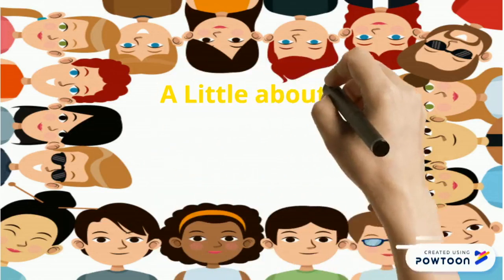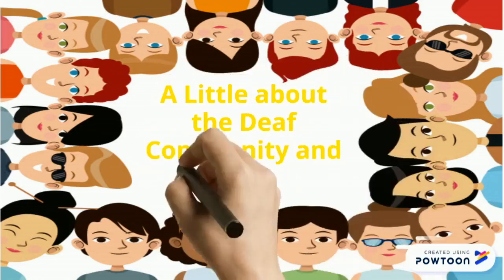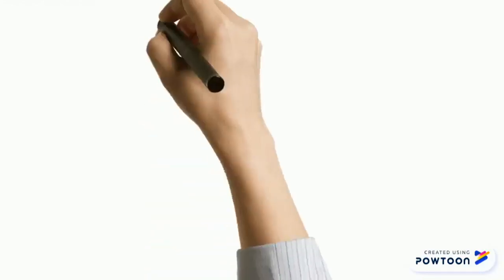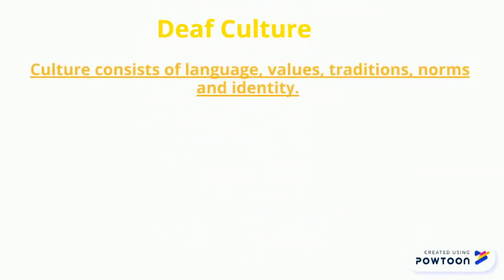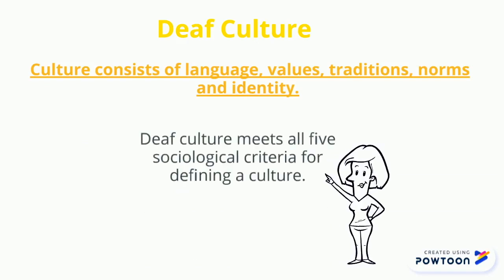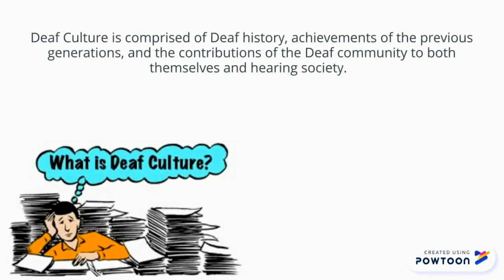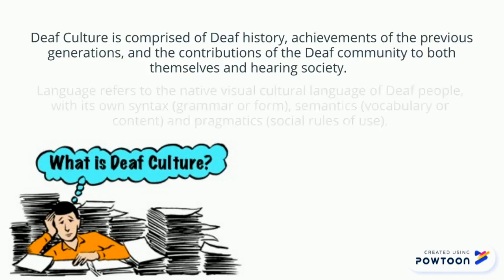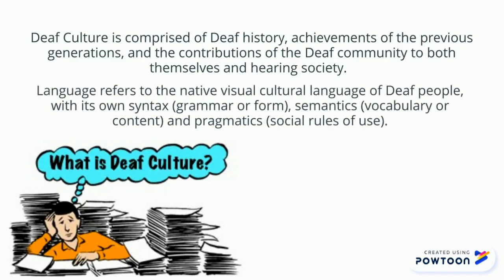Now let's talk a little bit about the deaf community and deaf culture. In general, when we think of culture, it encompasses language, values, traditions, norms, and identity, and deaf culture is no exception to that. Deaf culture is at the base of the whole deaf community, so it encompasses history, achievements, and the contributions of the community to both themselves and the hearing society. And it's based on language, in this case, sign language, which has its own syntax, semantics, and social rules of use.